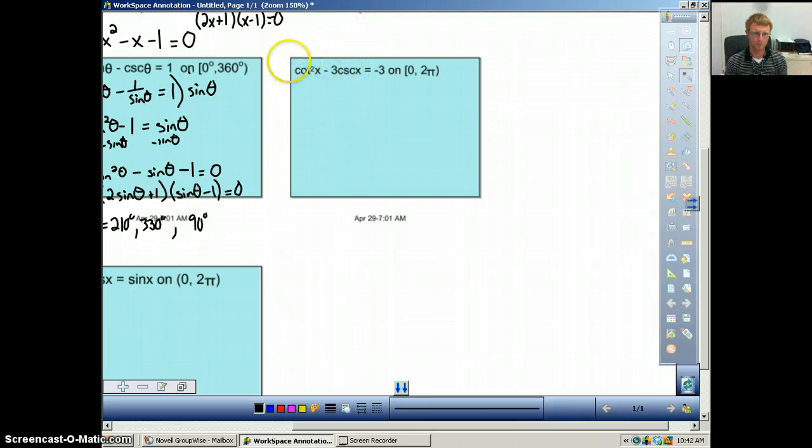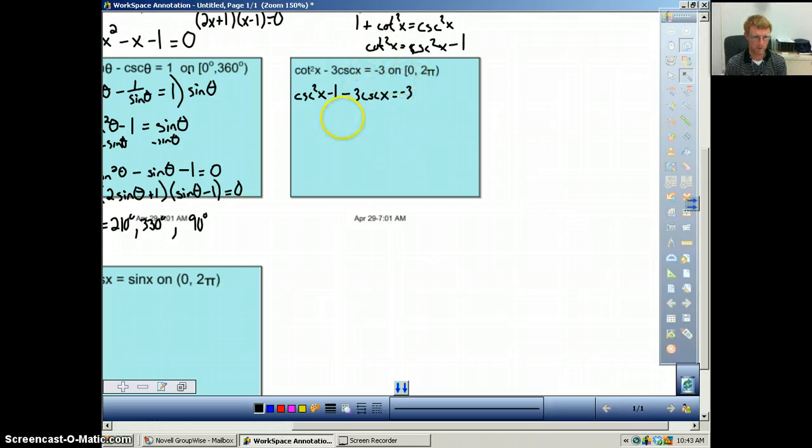The reason why we're going to do that is because cotangent squared of x is equal to, and this is using our Pythagorean relationship, if you recall, 1 plus cotangent squared of x is equal to cosecant squared of x. So that means the cotangent squared of x will be equal to the cosecant squared of x minus 1. So that's what we're going to do here, we're going to replace this with the cosecant squared of x minus 1, all we're doing is a straight replacement, minus 3 cosecant of x equals negative 3.